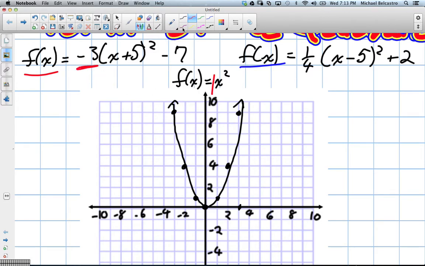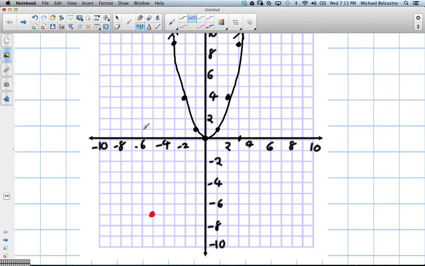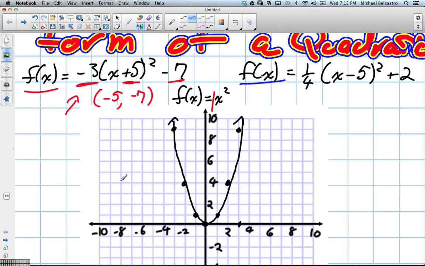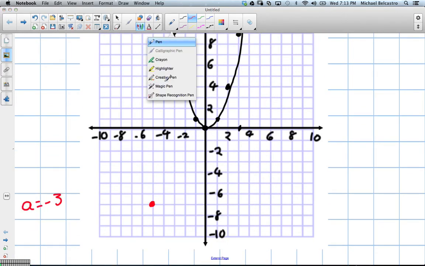So first let's find the vertex. What's the vertex of this guy? -5 and 7. That's right. We looked right here at the H and K. We did the opposite of H. Perfect. So we go -5, up 7. Here's our vertex. Now, we have an A value of -3, so I'm just going to write that on the side. A is -3.